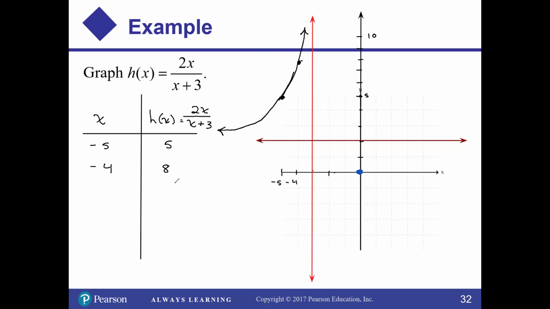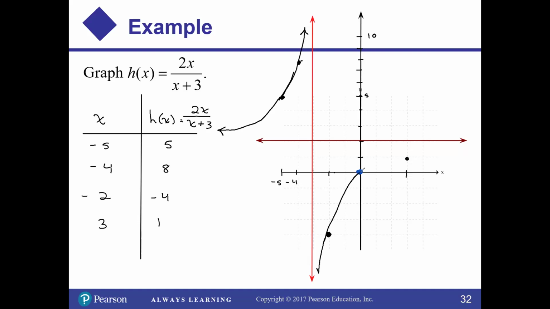So maybe we'd look at -3. Oh, sorry, -3 is undefined. I meant -2. If I look at -2, I get a function value of -4. And then let's look for one over here. So maybe +3, and that is equal to 1. So once again, I know I can't cross this, so I just must go along it.